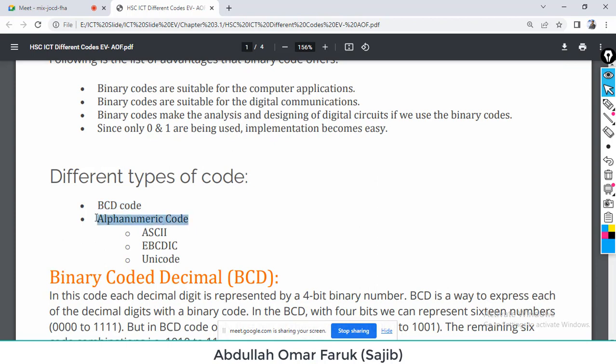So alphanumeric codes are the type of codes that also include alphabets, like ABCD, or the Arabic alphabets or Bangla alphabets. BCD code is a special code which doesn't include any kind of letters, whether English or Bangla. It only works with decimal digits.